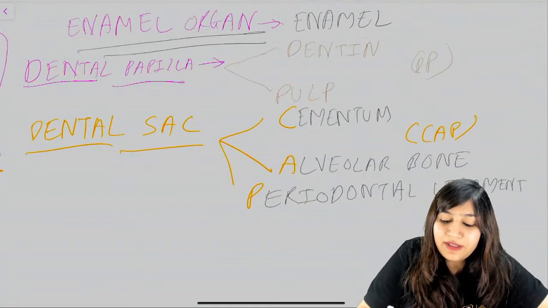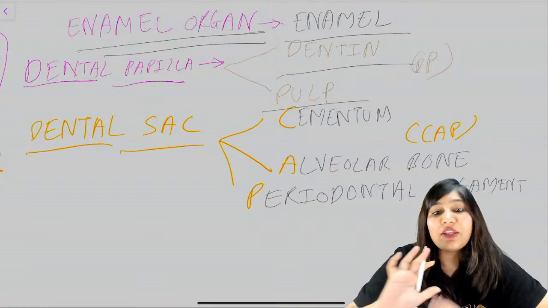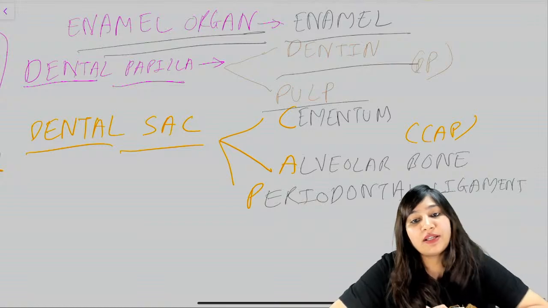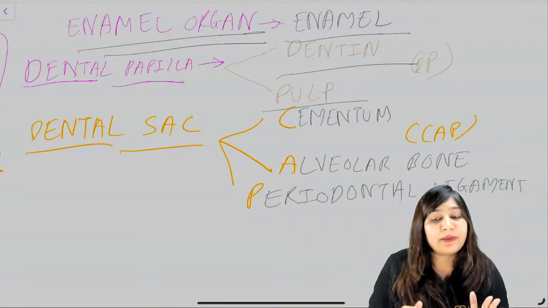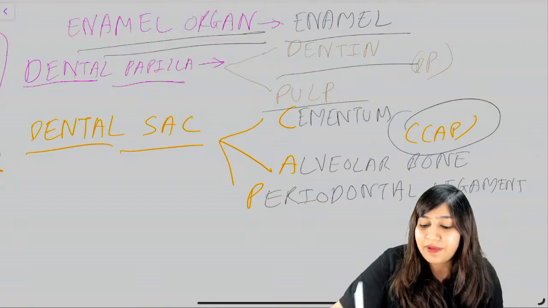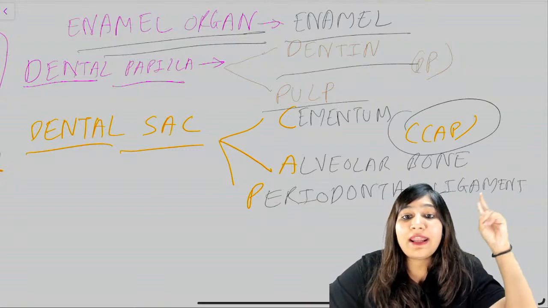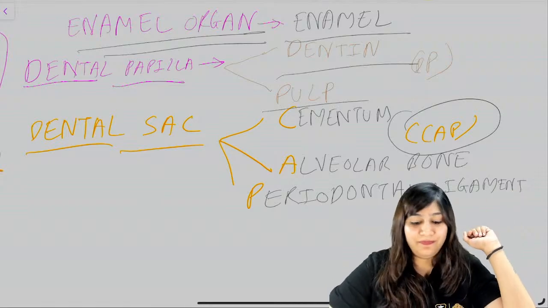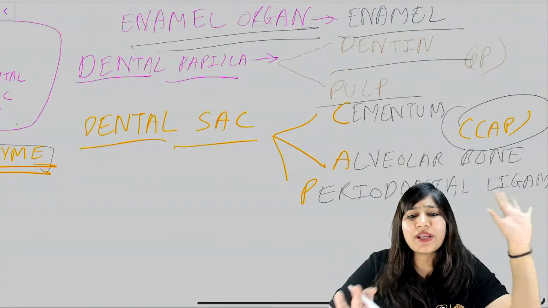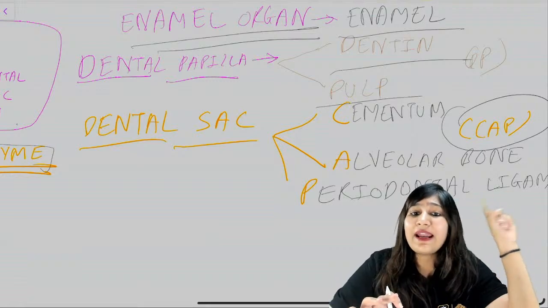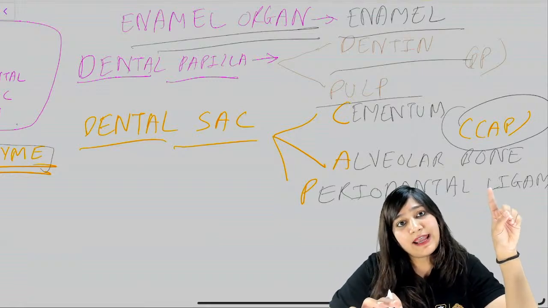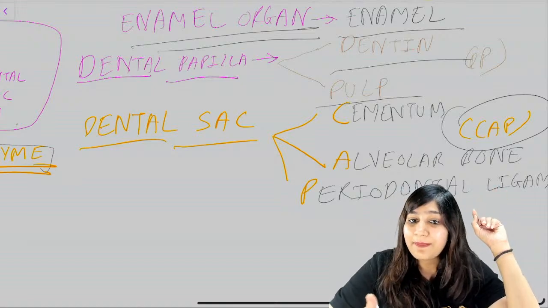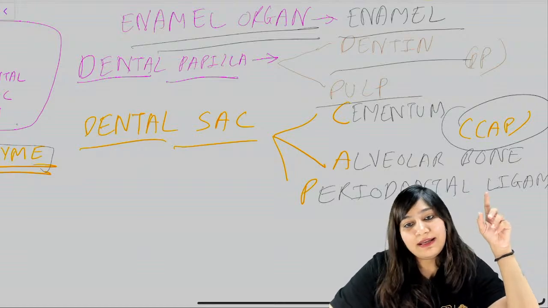So please remember this important MCQ question. Enamel is formed from what? Enamel organ. Dental papilla forms what? D and P, dentine and pulp. Dental sac forms what? CAP. C for cementum, A for alveolar bone and P for periodontal ligament. This is a basic question that can be asked from tooth development. Dental sac forms cementum, alveolar bone and periodontal ligament. Dental papilla, D and P, dentine and pulp. Enamel organ forms enamel.